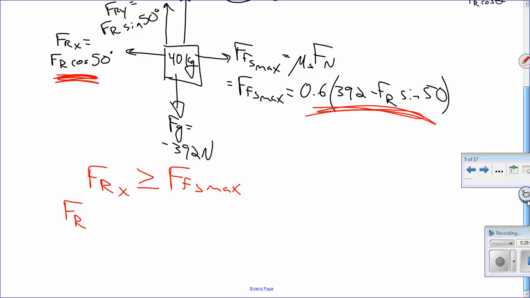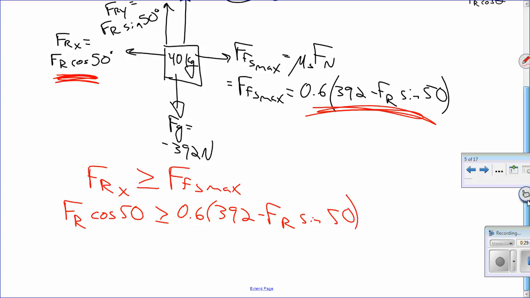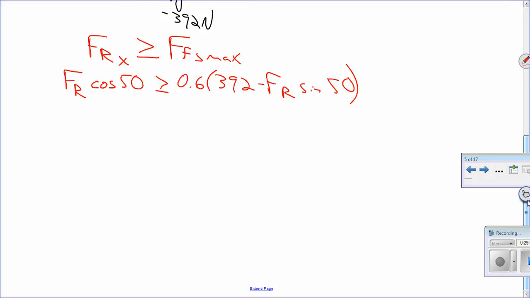Oh, okay. So we need this F_R cosine of 50 to be greater than 0.6 times 392 minus F_R sine of 50, and solve it. Does that make sense? All right, so let's go through the algebra. I'm going to leave the cosine 50 and the sine of 50 so that I don't have to worry about rounding later on.